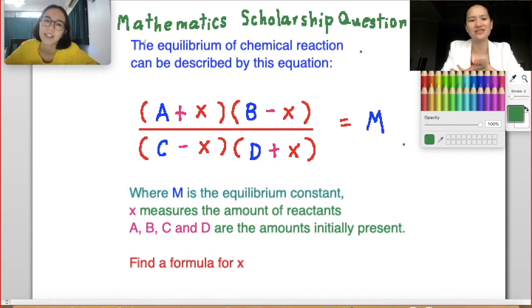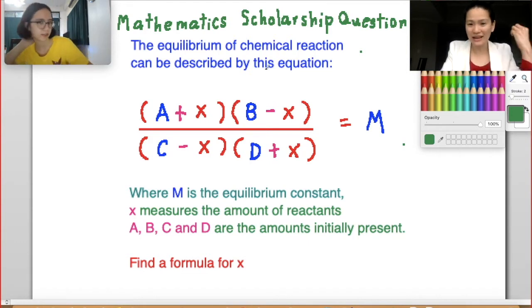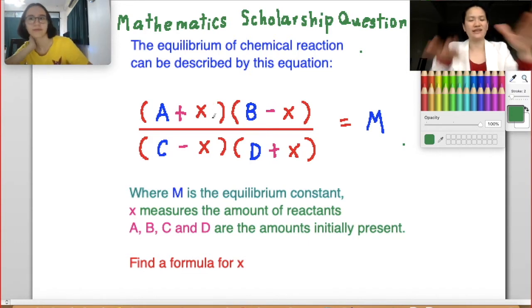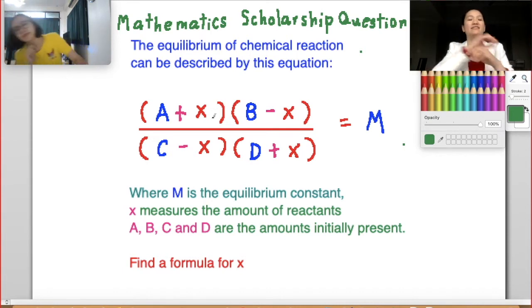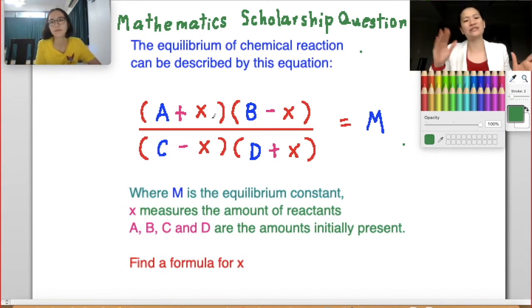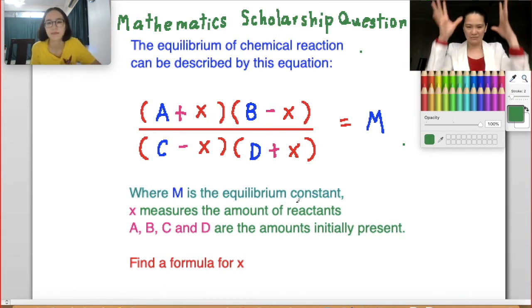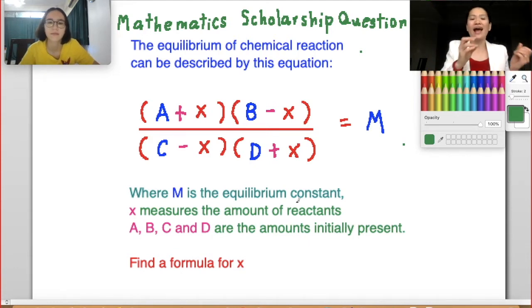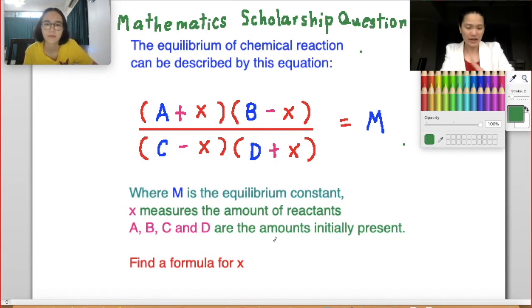That's the first sentence. The equilibrium of chemical reaction can be described by this equation. Okay, that means they give you that equation: (a plus x) multiplied with (b minus x) over (c minus x) multiplied with (d plus x) equal m. And where m is the equilibrium constant, that means m is a constant number, and x measures the amount of reactants, and they give you here a, b, c, and d. It's like the amounts initially present.